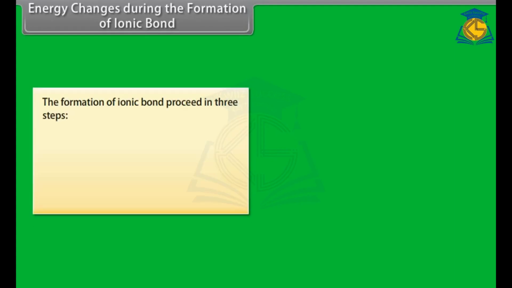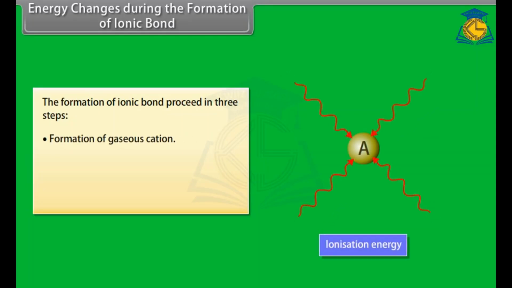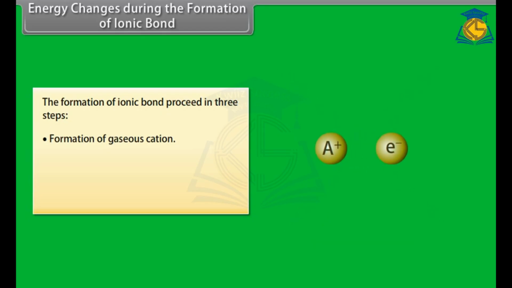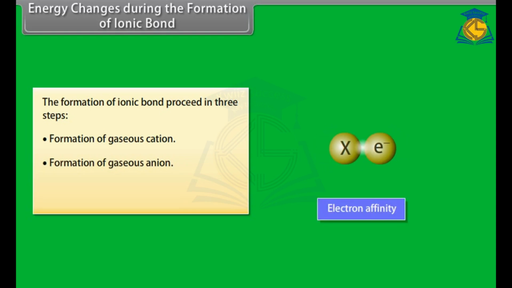Energy changes during the formation of ionic bond. The formation of ionic bond proceeds in following 3 steps. Step 1. Formation of gaseous cation. The energy required for this step is called ionization energy. Step 2. Formation of gaseous anion.